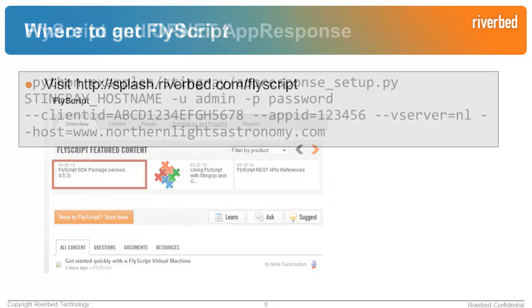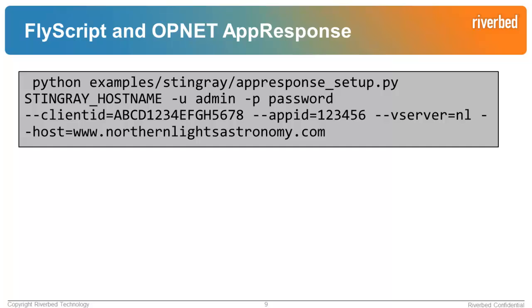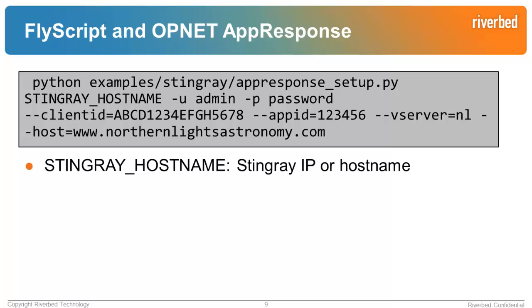So now once you've installed Flyscript, in the example/Stingray directory, there's appresponse_setup.py. Simply run this script in the Python interpreter with a few parameters. The first parameter is the IP address of the Stingray Traffic Manager. The second and third parameters are the login and password to the Stingray Traffic Manager.